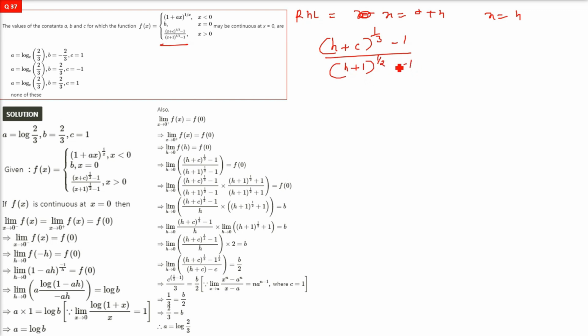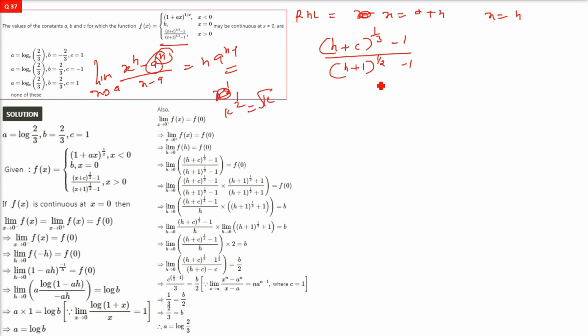Now there is a typo error or whatever it is. See, always remember x raised to the power n minus a to the power n divided by x minus a, limit x tends to a, this n comes in front, a to the power n minus 1. This is the result of the limit. So we will try to make the terms in numerator and denominator in such a way that we get the limit x tends to a, and we can finally replace it by n a raised to the power n minus 1. In the denominator you have h plus 1 to the power 1 by 2.